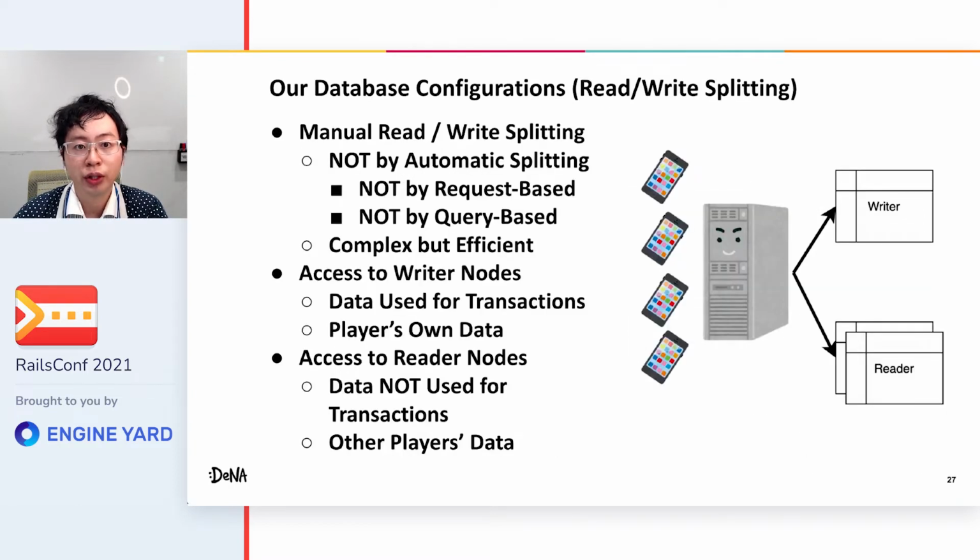Of course, we utilize read-write splitting too. In our case, we use manual read-write splitting. This is complex but efficient. API servers access writer nodes to retrieve data used for transactions and the player's own data. On the other hand, API servers access reader nodes to retrieve data not used for transactions and the other players' data.